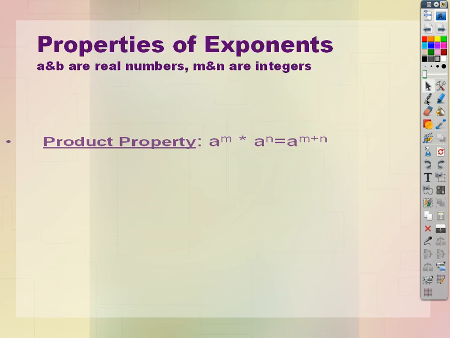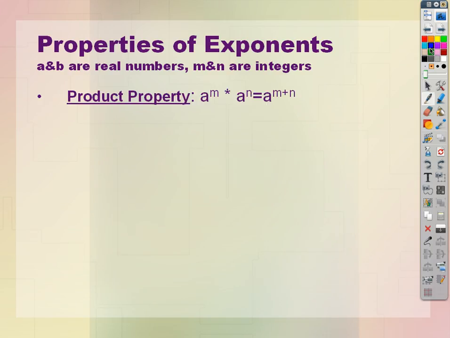Okay, what do we know about this? The product property. What this is telling us here is that if I multiply a to the m times a to the n, so the bases are the same, what do I do to the exponents? When I multiply like bases, I add the exponents. Good. So, for example, if I have x cubed times x squared, that equals x to the fifth, because I'm multiplying like bases.